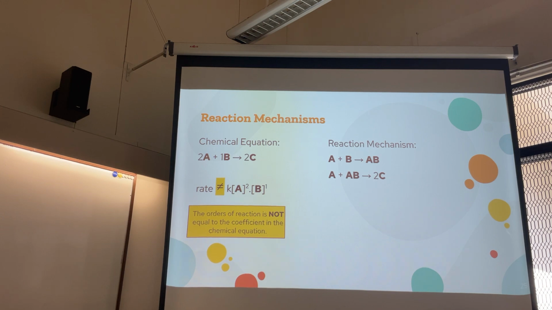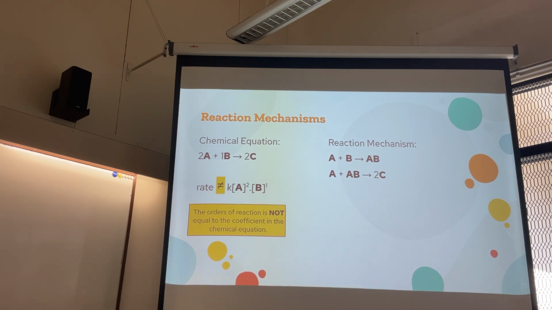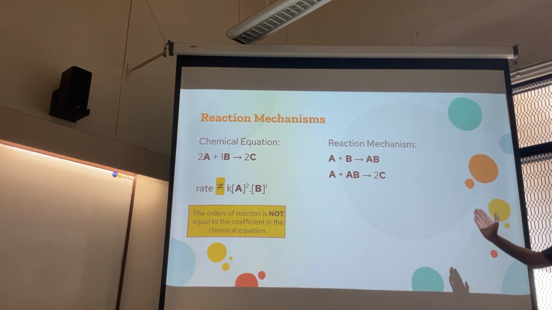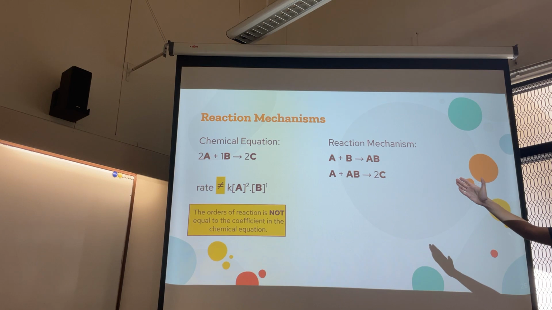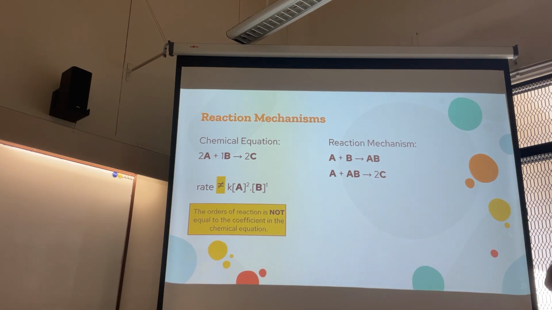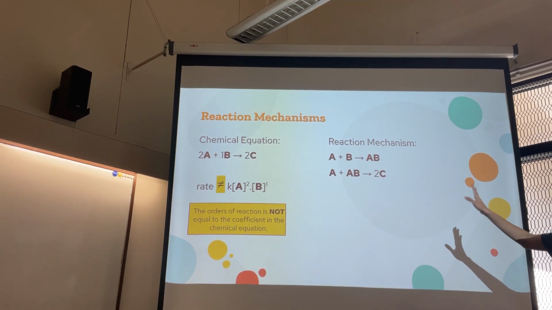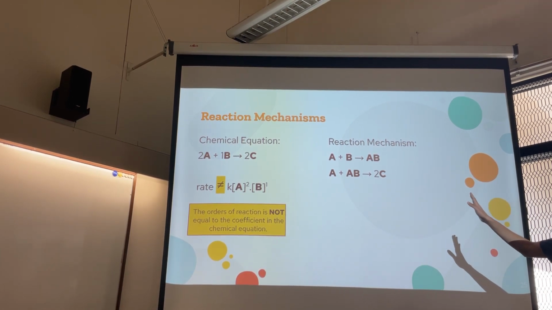What is the only way to get the orders of reaction? Using experimental data. So that's why that is wrong. You cannot just say that the orders of reaction are just the coefficient of the overall equation. You must make use of experimental data.